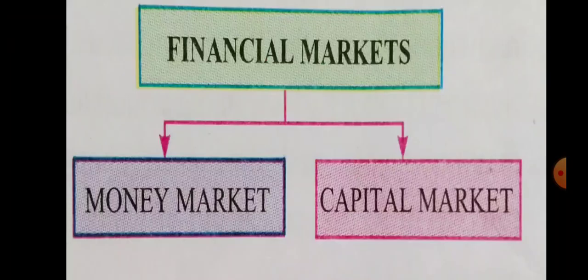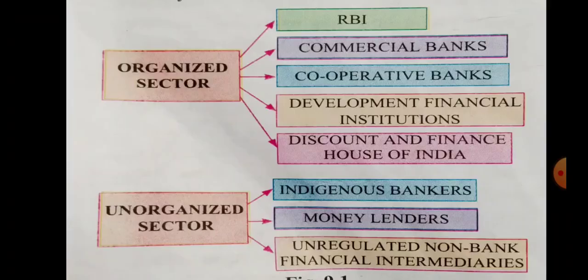As far as financial market is concerned, there are two types of financial market in India: money market and capital market. Let us see the structure of money market. Money market in India is dichotomous by nature.